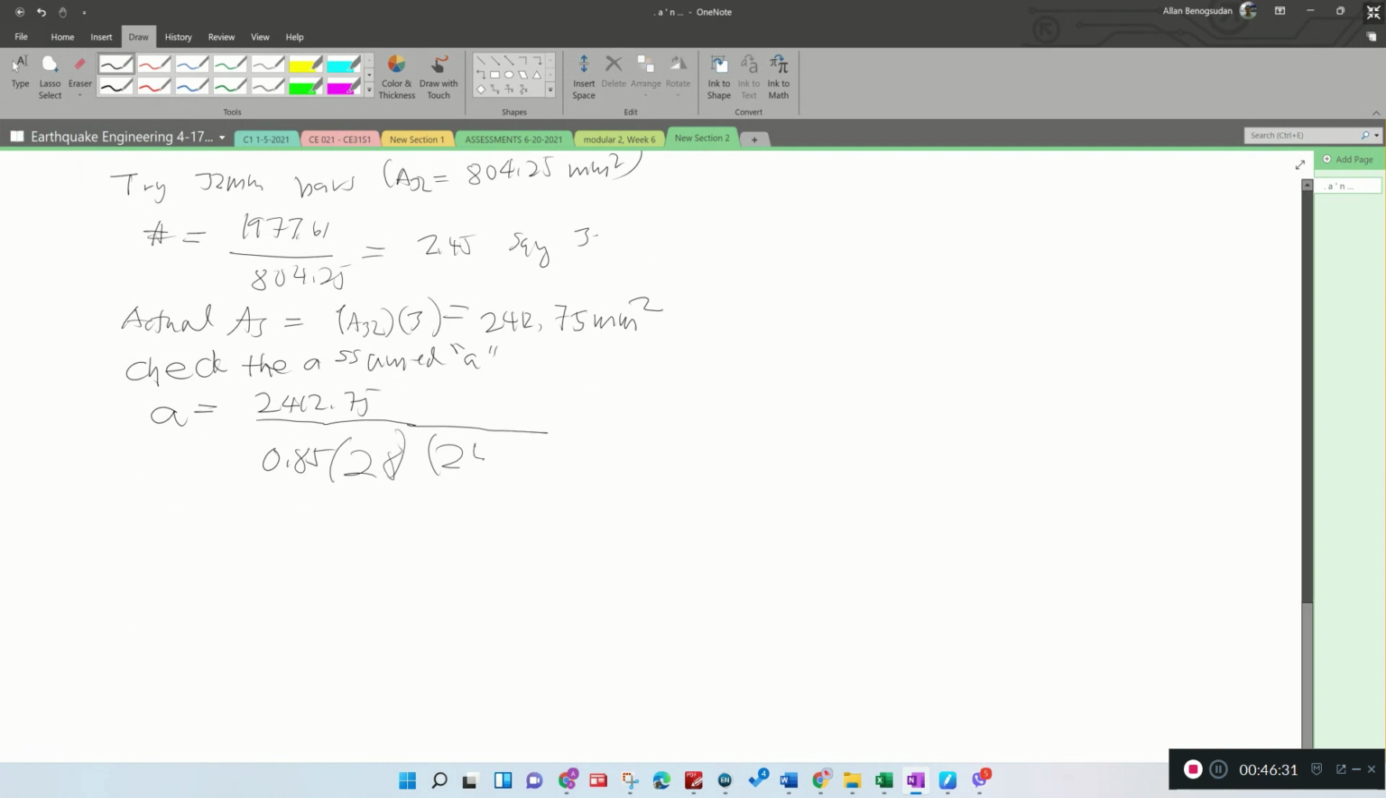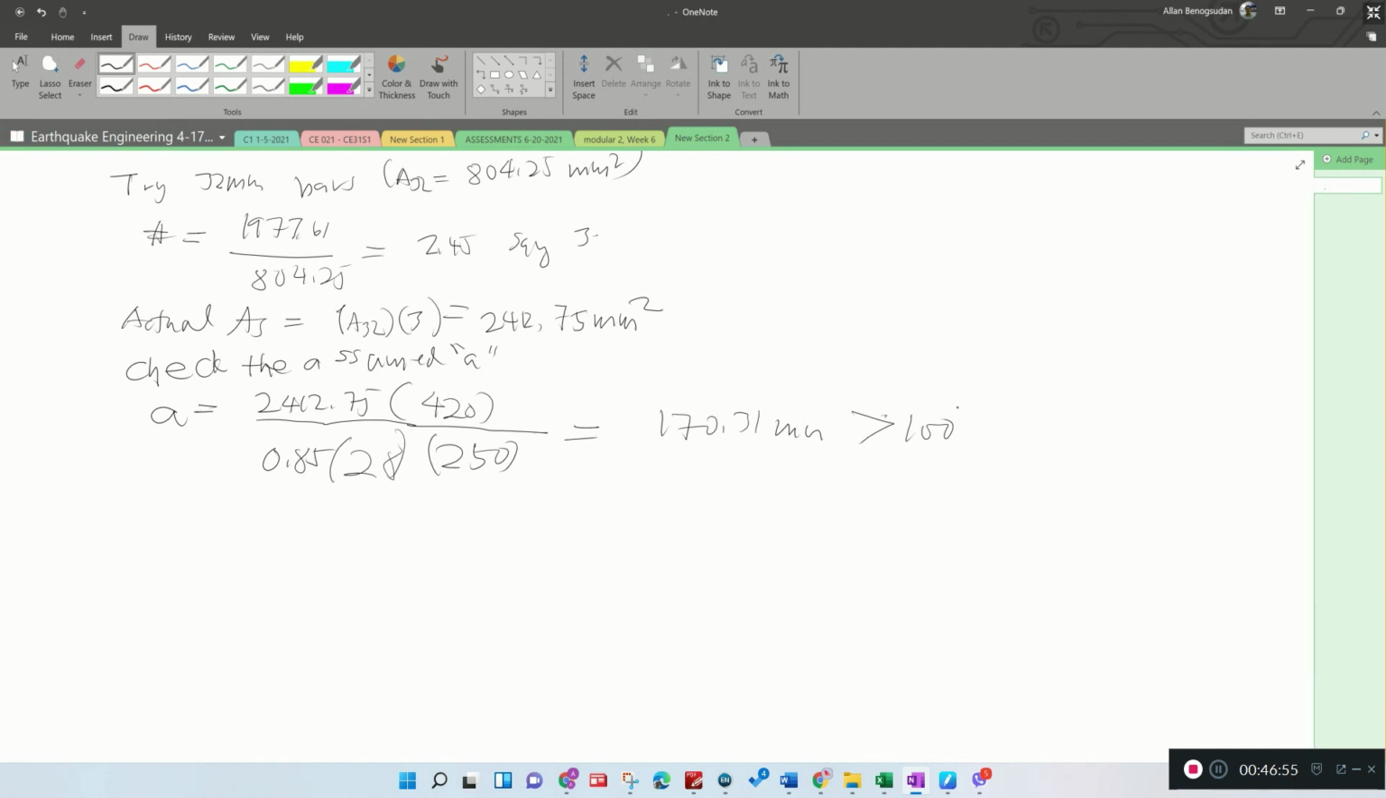Then you still have to multiply it with Fy, because A is Fy. Then that is equal to 170.31 mm, greater than 100. So it's not okay. It's quite large. Maybe we can try another. Can you try?